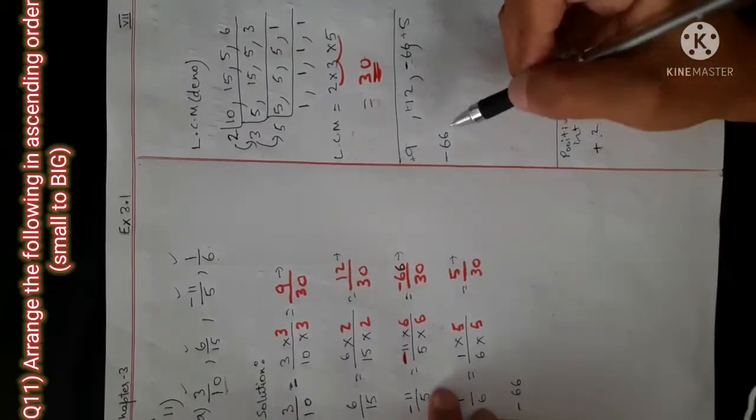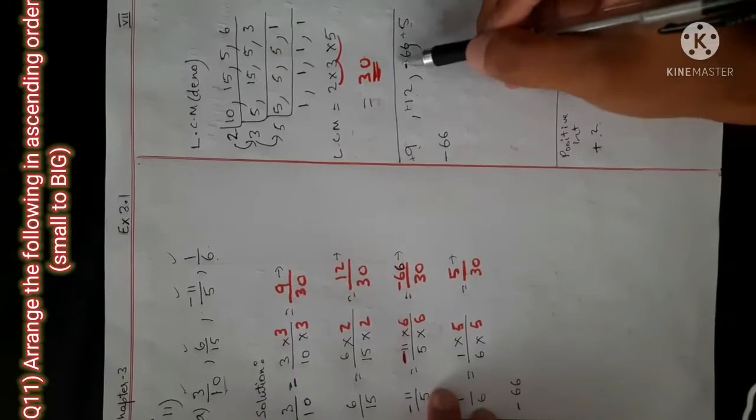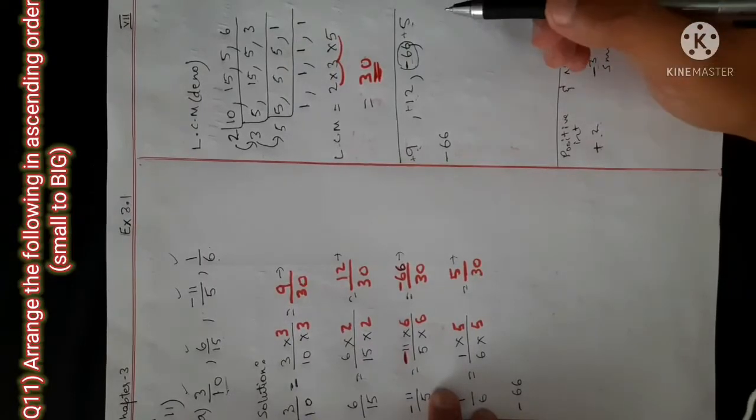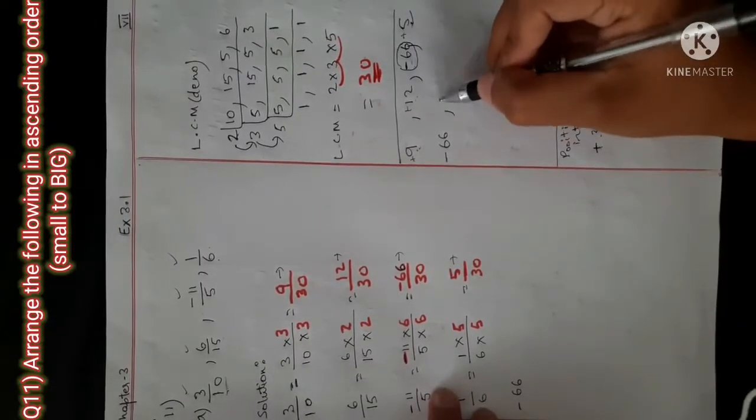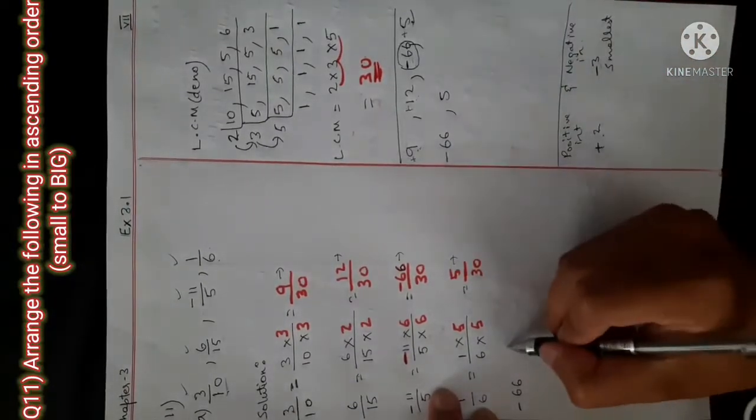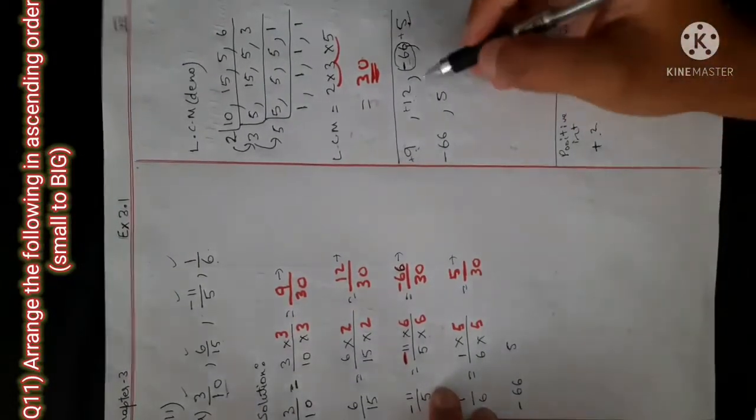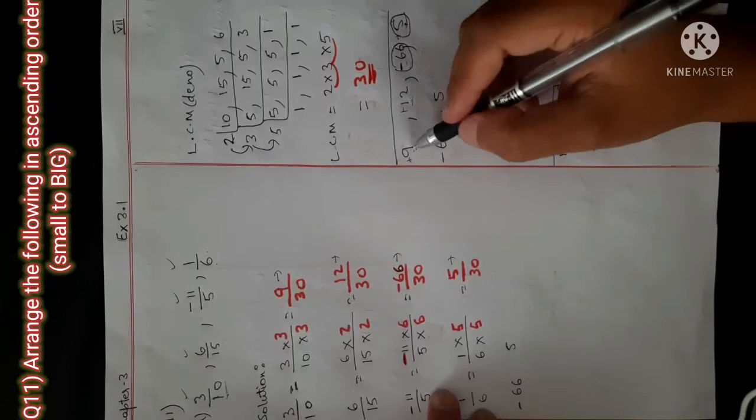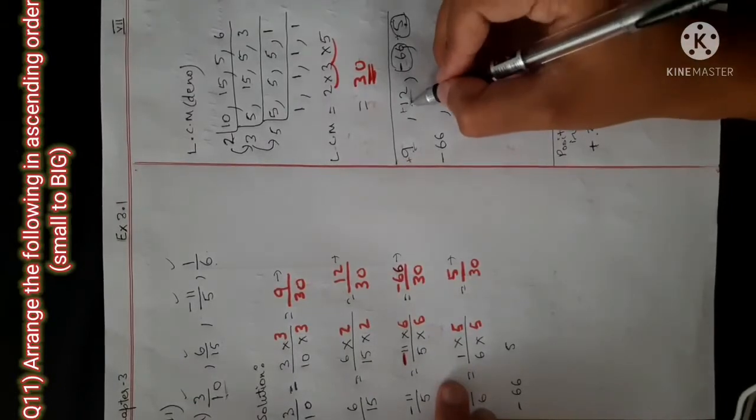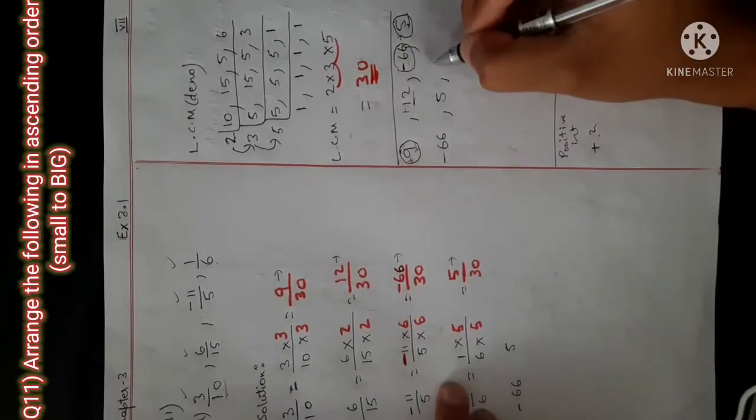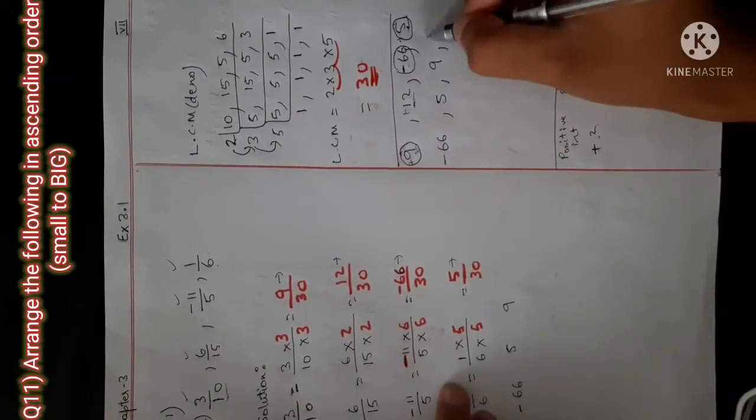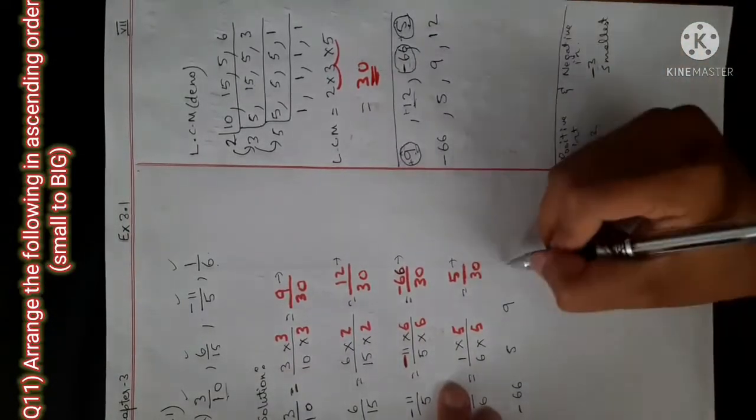Next, between 9, 12, and 5. We have done for minus 66. Which is the smallest? 5 is the smallest. So we write first 5. Now, 5 we have done. In between 12 and 9, which is the smallest? It is 9, isn't it? 9 will be smaller than 12. So 9. And what is left? Only 12. So we write 12.